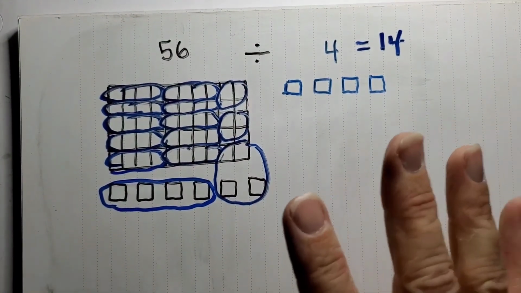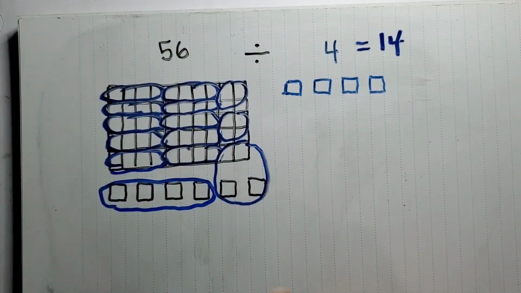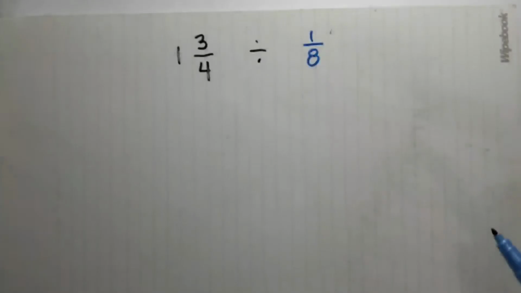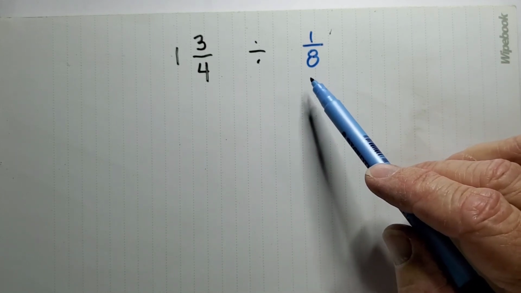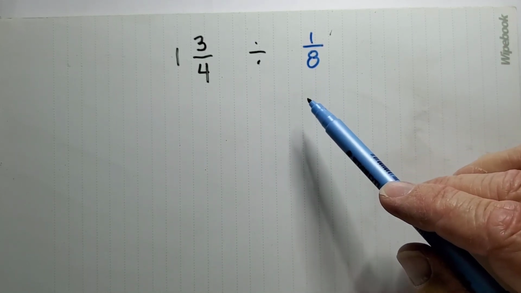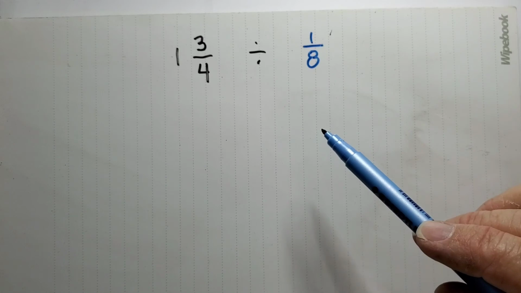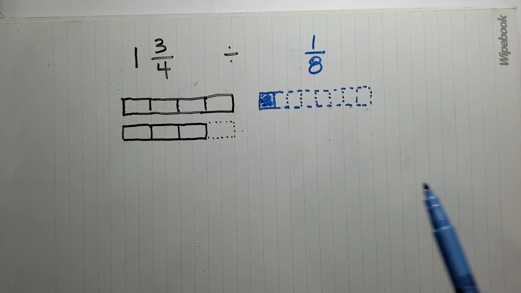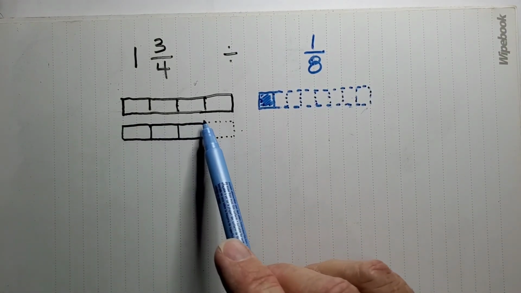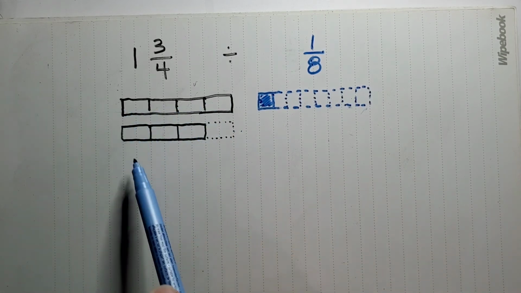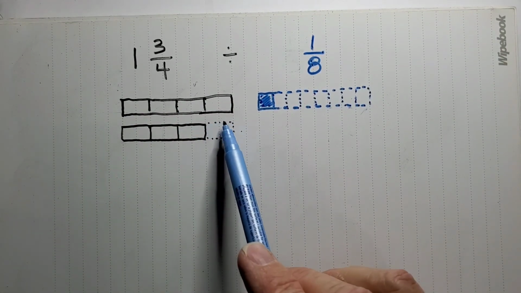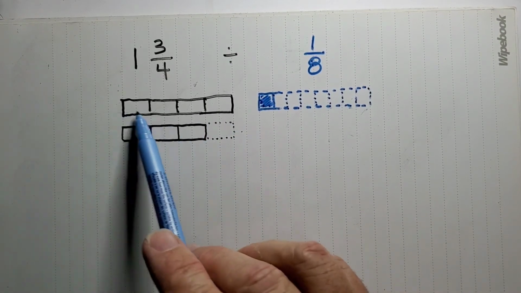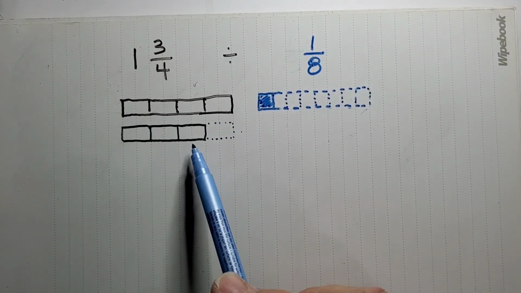We're going to use this exact same model to make some connections. In this problem, we have 1 3/4 divided by 1/8. Let's represent this as a picture similar to the last problem. In this picture, we can see we have one whole, and this is 3/4 of a whole. These dotted lines are to help us see how big the whole is. So this is 1 3/4.